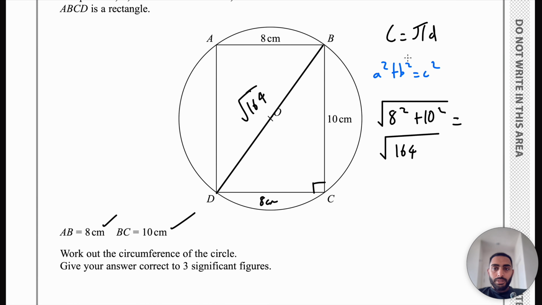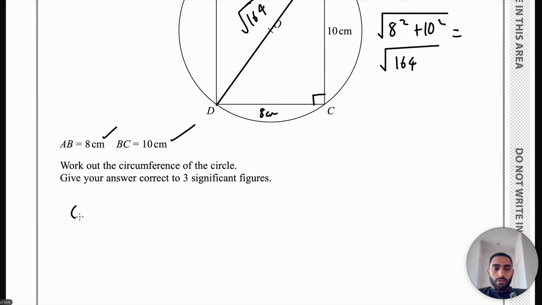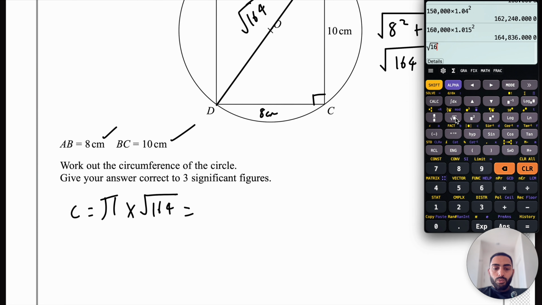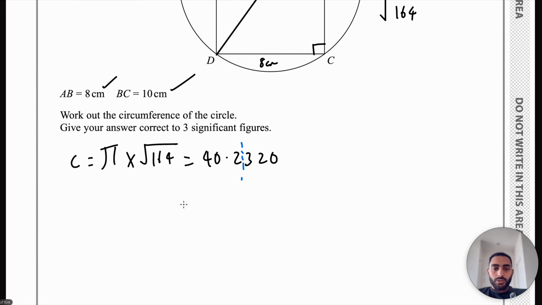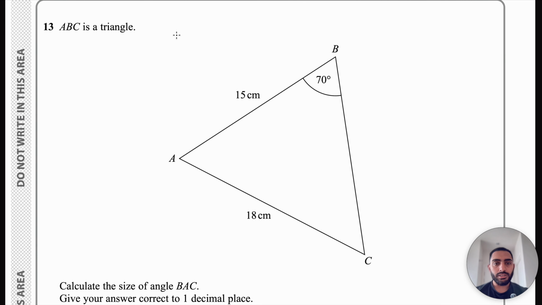Now that I know my diameter, I know D, I can substitute it into this equation and I can find my circumference. So my circumference is equal to pi multiplied by root 164. Let's type that in. So root 164 multiplied by pi, which is 40.2320. We want to round it to 3 significant figures, so I'm going to count 1, 2, 3, draw my line there. This 3 is my decider, and it's telling me that I need to round down. It's going to stay the same, so it's going to round down to 40.2 centimeters, and that's to 3 significant figures.